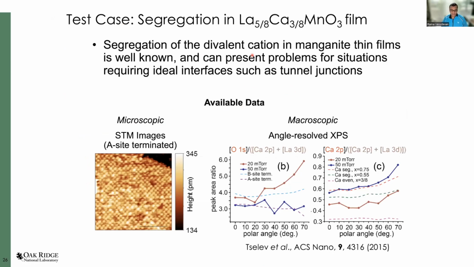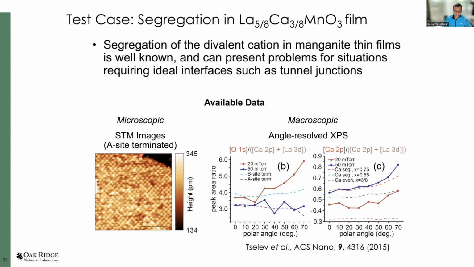And so, these are, again, images that we captured with scanning tunneling microscopy, but it really could be any kind of atomic resolved microscopy. But the point about these systems is that segregation of the divalent cation in manganite films is quite well known, right? And this actually presents problems for situations where manganites are used in devices, because if your device has segregation towards different interfaces, it's going to change the interface properties and therefore change the properties of the device. And so we would like to learn more about how segregation actually occurs in these particular manganite thin films.